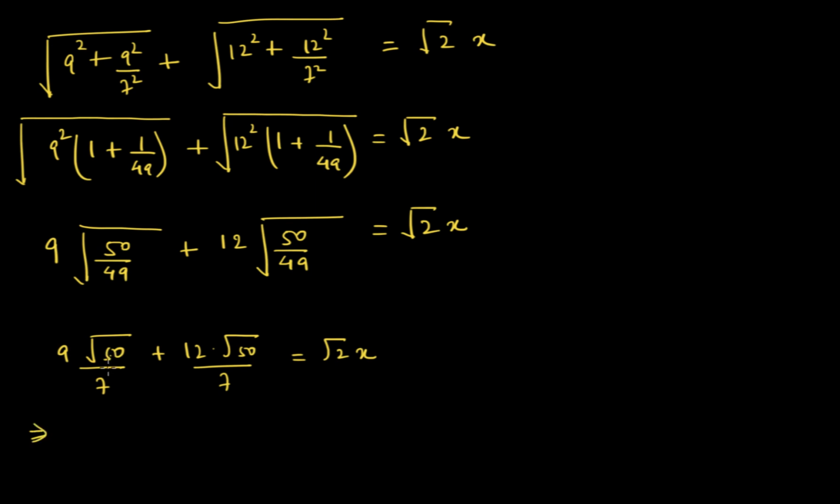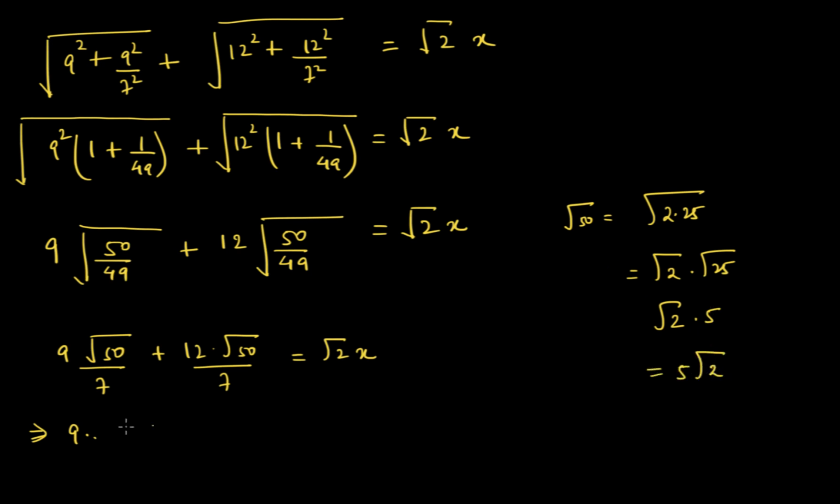Root 50 can again be written down as under root of 2 times 25, which is equal to root 2 times root 25. Root 2, let us remain as it is. Root 25 is equal to 5. So root 50 can be written as 5 times root 2. So this will be equal to 9 times 5 root 2 upon 7 plus 12 times 5 root 2 upon 7. This is equal to root 2x.